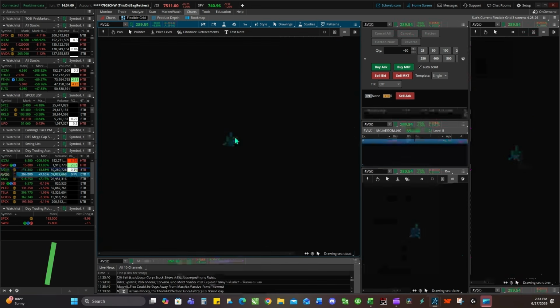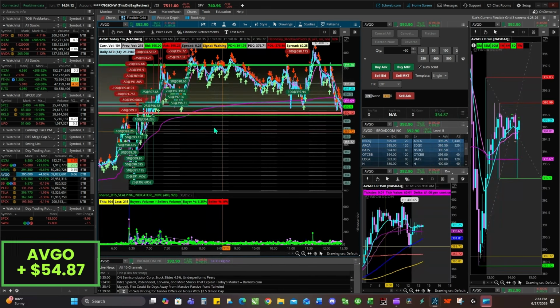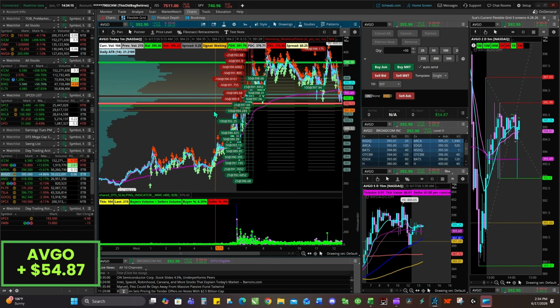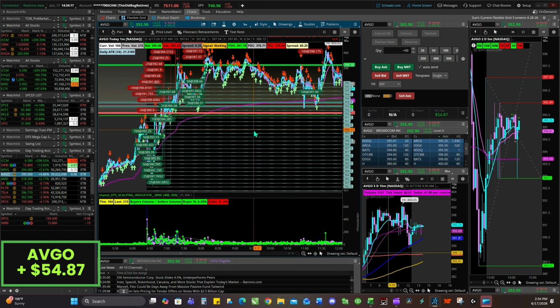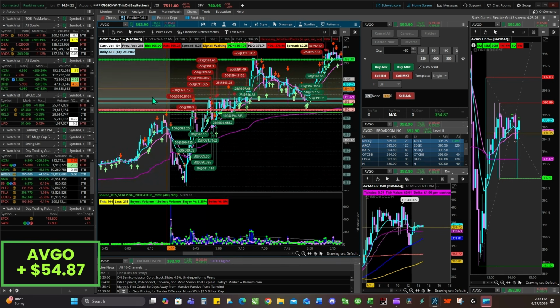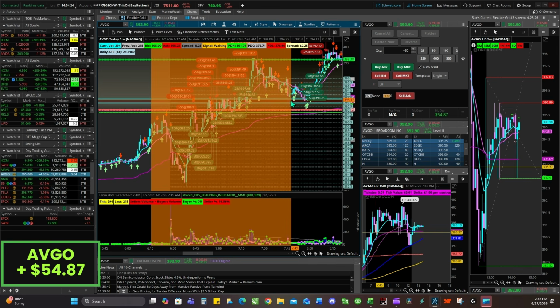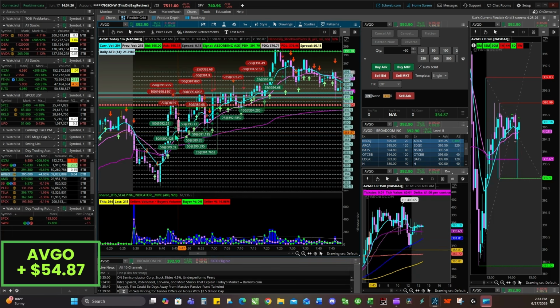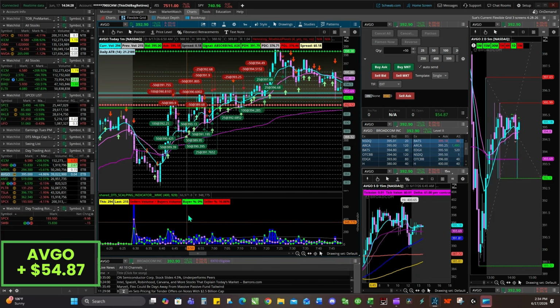All right, AVGO is a new one for me. I don't normally trade it. I've always wanted to, but the spread is usually high. The spread wasn't very high today, so I went ahead and did it. I was doing a mix of 50 to 100 shares, and I was just scalping. I did not mark any levels. I was literally watching these.